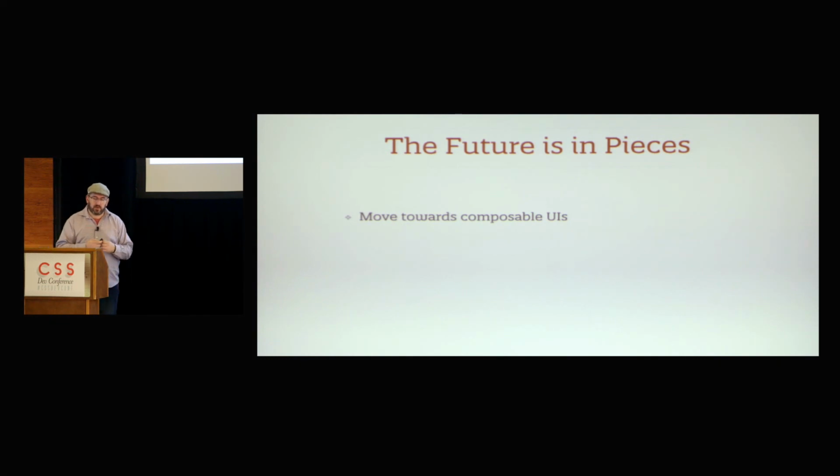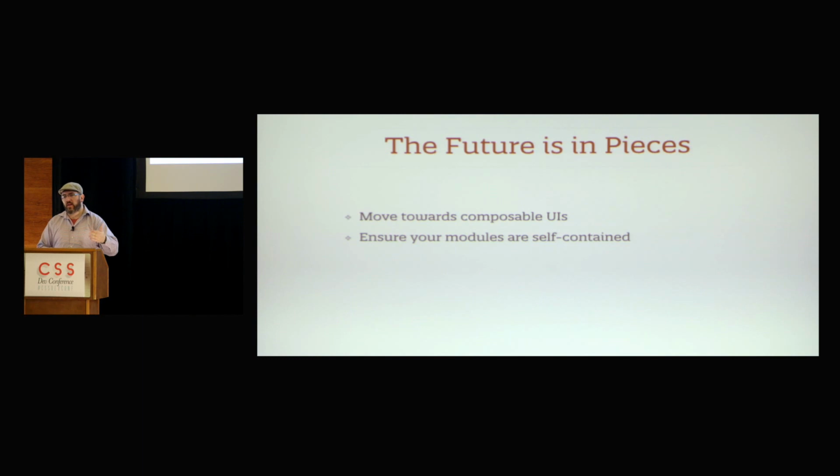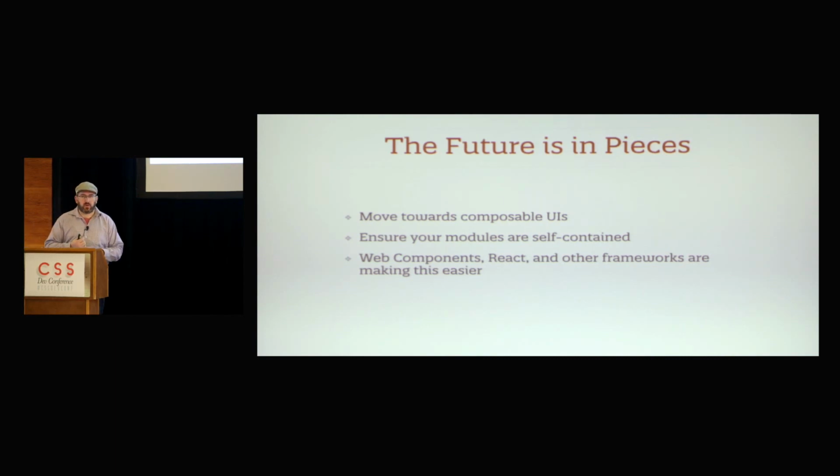So, to conclude, we're trying to move towards composable UIs. What I would call the Tetris interface, where we want these things to fit in nicely together. And we want to ensure that the modules that we create are self-contained, that they're independent, that they don't have all these dependencies to everything else on your page based on context or the things that they're beside. And thankfully, when we look at things like web components, React and other frameworks, this tooling is getting better in helping us manage this component-based future.